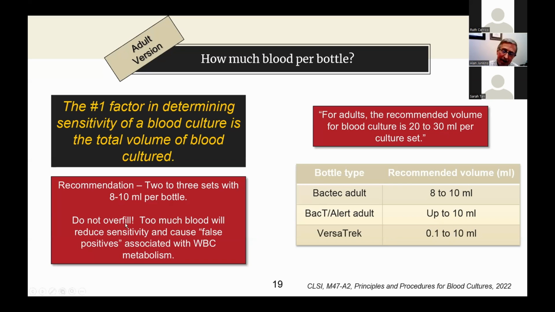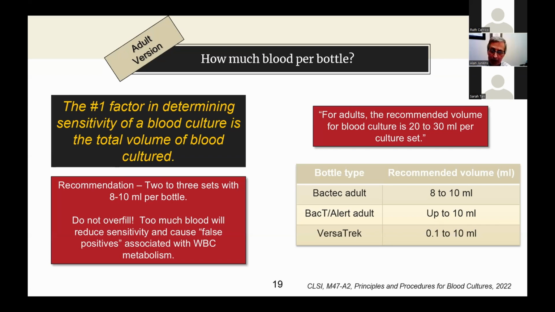Now, we used to have problems here with people underfilling. Now I have problems here with people overfilling. So I would watch out. Don't overfill. You don't want to go beyond 10. Don't think that if 10 is good, 12 is going to be better. It's not. If you put too much blood in, you're going to actually reduce the sensitivity. Remember that blood is not hospitable. The bugs don't like the blood. They like the broth a whole lot better.